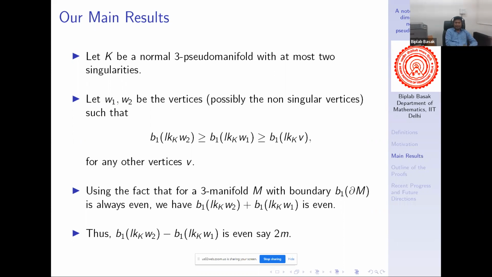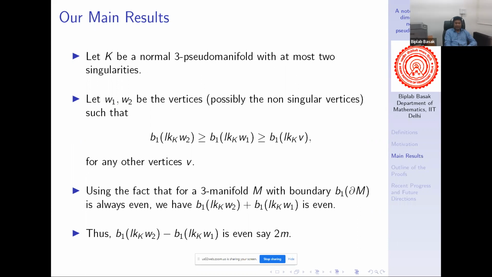Okay. So we suppose we have these conditions. Now it is known that for a three manifold with boundary, B1 of the boundary is always even. That is very easy to prove. And this will imply that B1 of link of W2 plus B1 of link of W1 is always even. Now, since their sum is even, their difference is also even. We call it 2m. So here m depends on the number of singularities and the type of singularities.